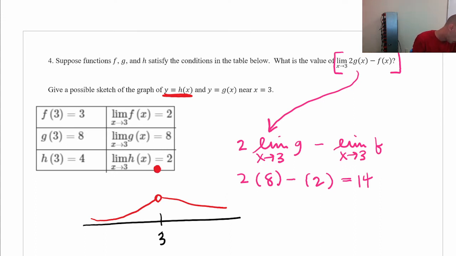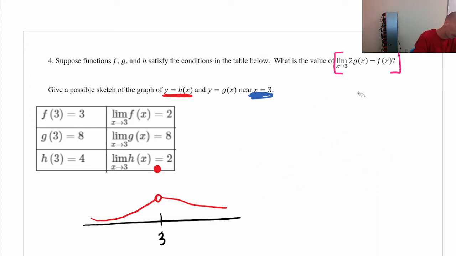Okay. And then g of 3 is equal to 8, and the limit of g of x is also 8, so I'm going to draw that. It's going to be up on top of the table. Maybe I know what I'll do. I'll clear out this discussion. We've moved past that. And I will draw nearby x equals 3.